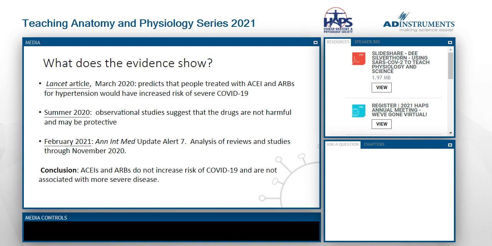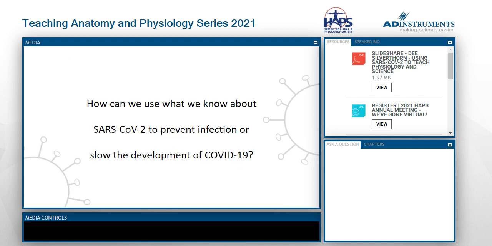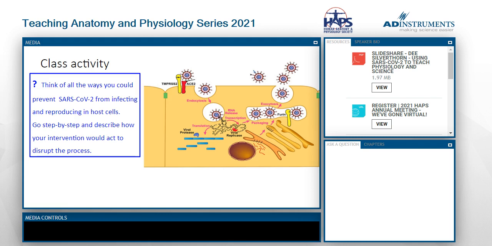So now that the students have a good sense of how the coronavirus gets into the cells, the next question I pose to them is, how can we use what we know about SARS-CoV-2 to either slow down or prevent infection, or slow the development of COVID-19? And so we go back to this same figure that you've seen before. And I ask the students to think of all the ways you could prevent SARS-CoV-2 from infecting and reproducing in host cells. Go step by step and describe how your intervention would act to disrupt the process.